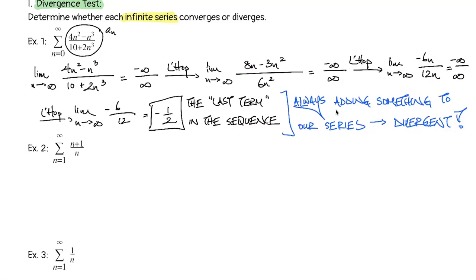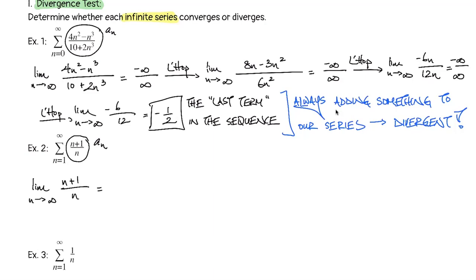So if I take this a sub n, just like example 1, this is my a sub n. And I wanted to see what happens, what does the last term in the sequence get to? We knew in example 1, the last term gets to -1/2. I want to figure out what the last term for n plus 1 over n is. So to find that last term, I'm going to take the limit as n approaches infinity of my a sub n.